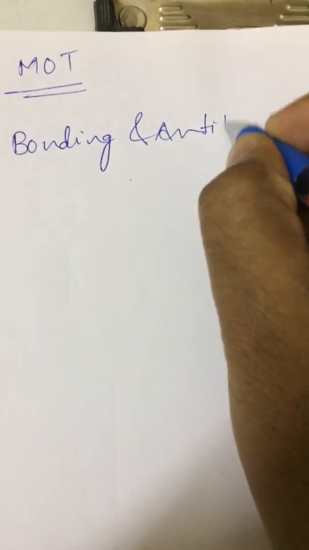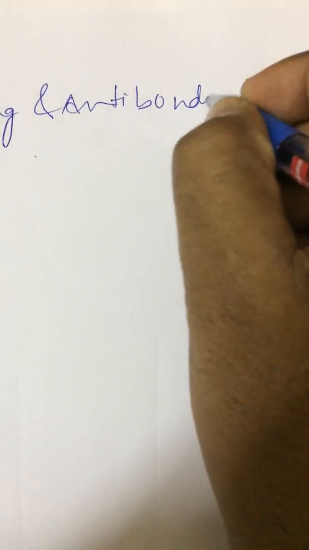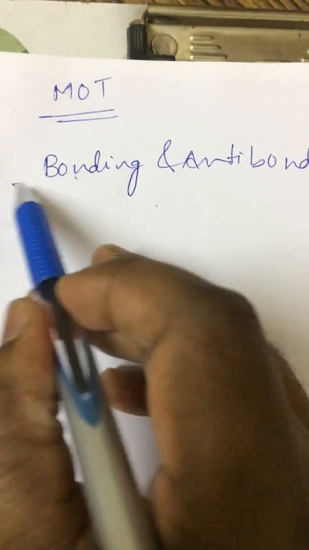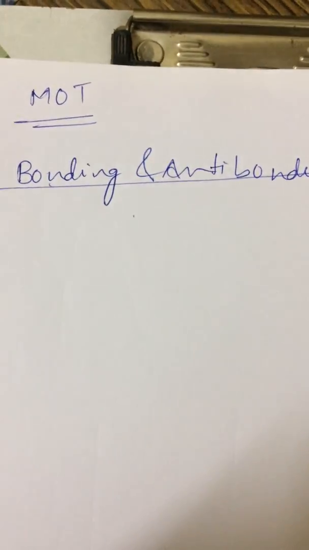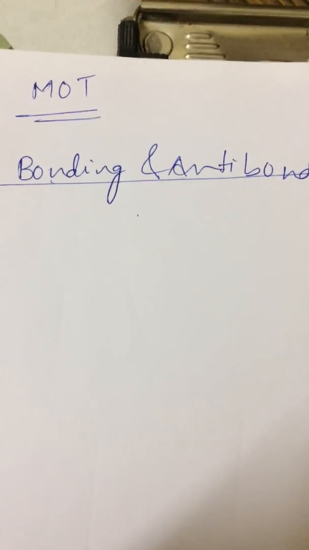So now I will discuss the basic things of bonding and antibonding. Bonding orbitals come from the constructive interference of neighboring atomic orbitals, but antibonding orbitals come from destructive interference, indicating nodes between the atoms.